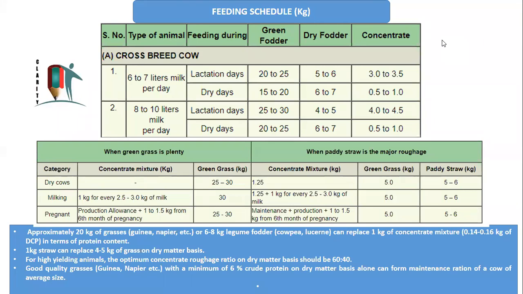See, the concentrate, as the name indicates, is rich in protein and energy. The concentrate is very rich in protein and energy, but green fodder and dry fodder do not have that amount of energy and proteins. Okay. Crude fiber is very less in concentrate, but crude fiber is more in your green fodder and dry fodder. That you need to remember.